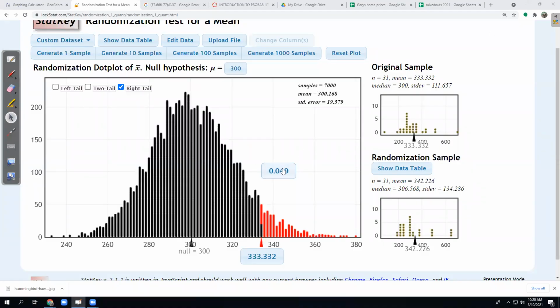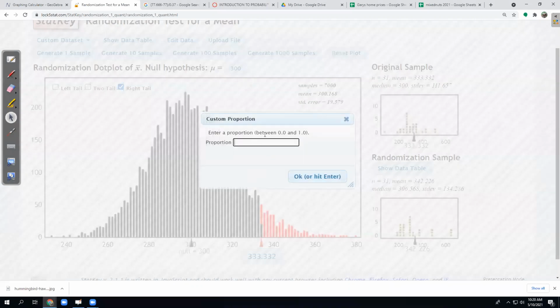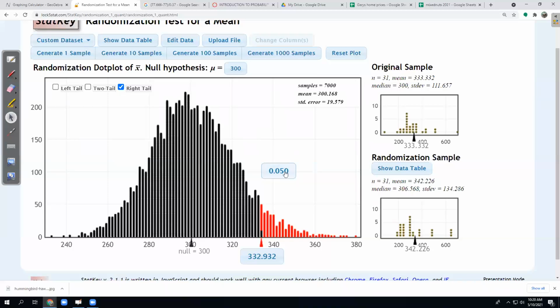So to do that, I just go back here and change the percent. That's where the significance level goes. That's a decimal 0.05. So Stackkey says, okay, if you're looking for a significance level of 5%, the cutoff for that is an average housing price of about 332.932. Anything after that would be significantly higher than 300,000. So if we went out and collected another sample of 31 houses and we found that the average of those 31 houses was higher than 332.9 thousand, then that is significantly higher than 300,000.